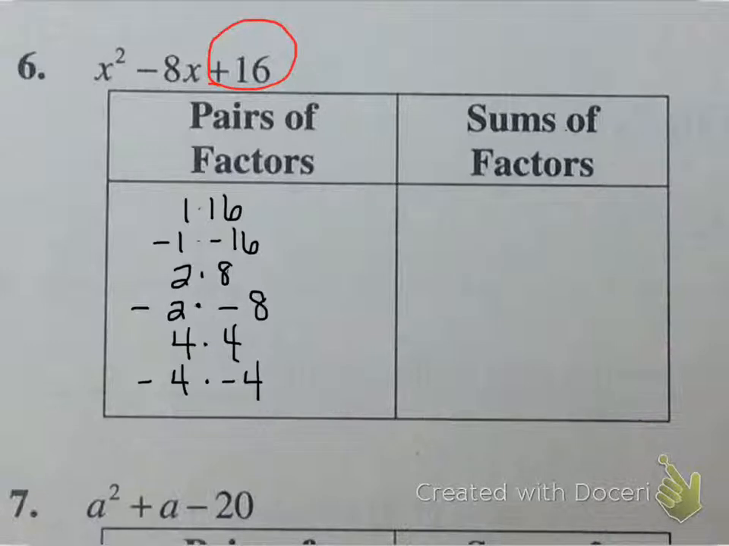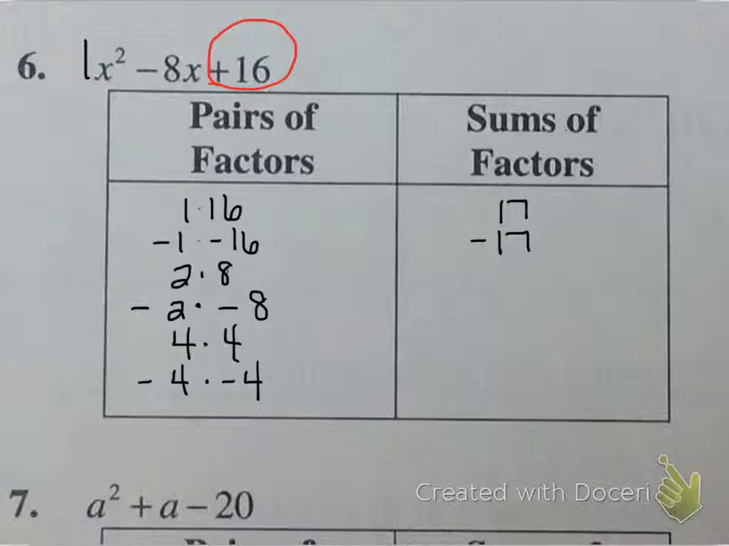Now we are going to look at the sums of those factors, because in a problem like this where our leading coefficient is 1, remember there's always an invisible 1 right here, then we can find factors of 16 that add to be negative 8. So here are all of my choices. We've already listed them. If I add 1 and 16, I get 17. And if I add negative 1 and negative 16, I get negative 17. Remember, we're going for negative 8.